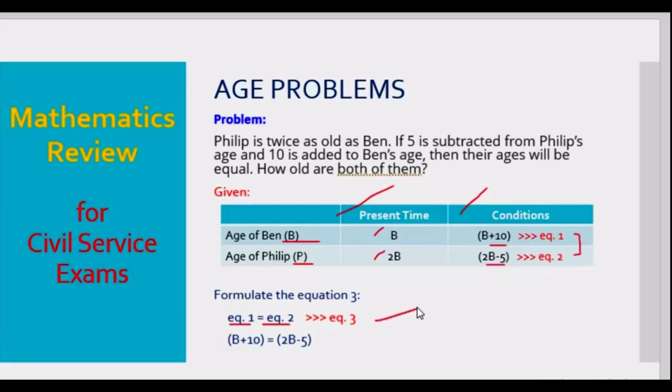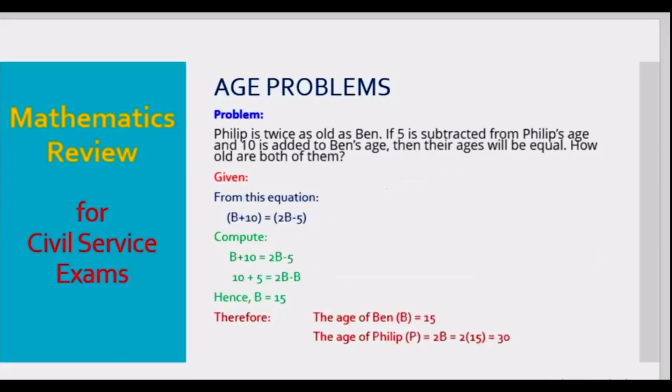So we will just put in the data. Equation 1 is B plus 10 equals 2B minus 5. Right, so we will just compute. From the given condition, B plus 10 equals 2B minus 5. So just combine similar terms. This B, I put on the right. This minus 5, I put on the left. The 10 here, we just put it here. Then the 5 here will be transposed to the left, so it will become plus 5.